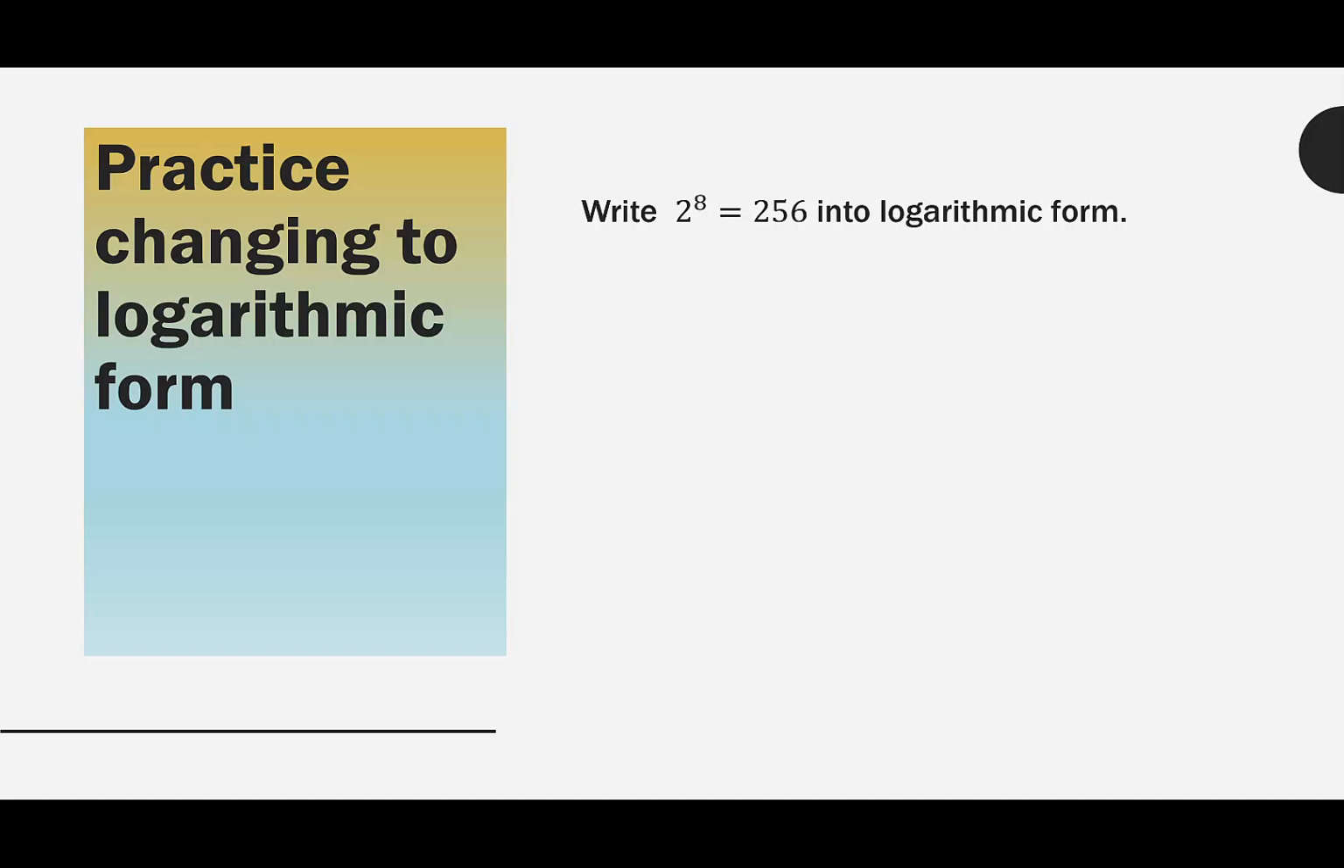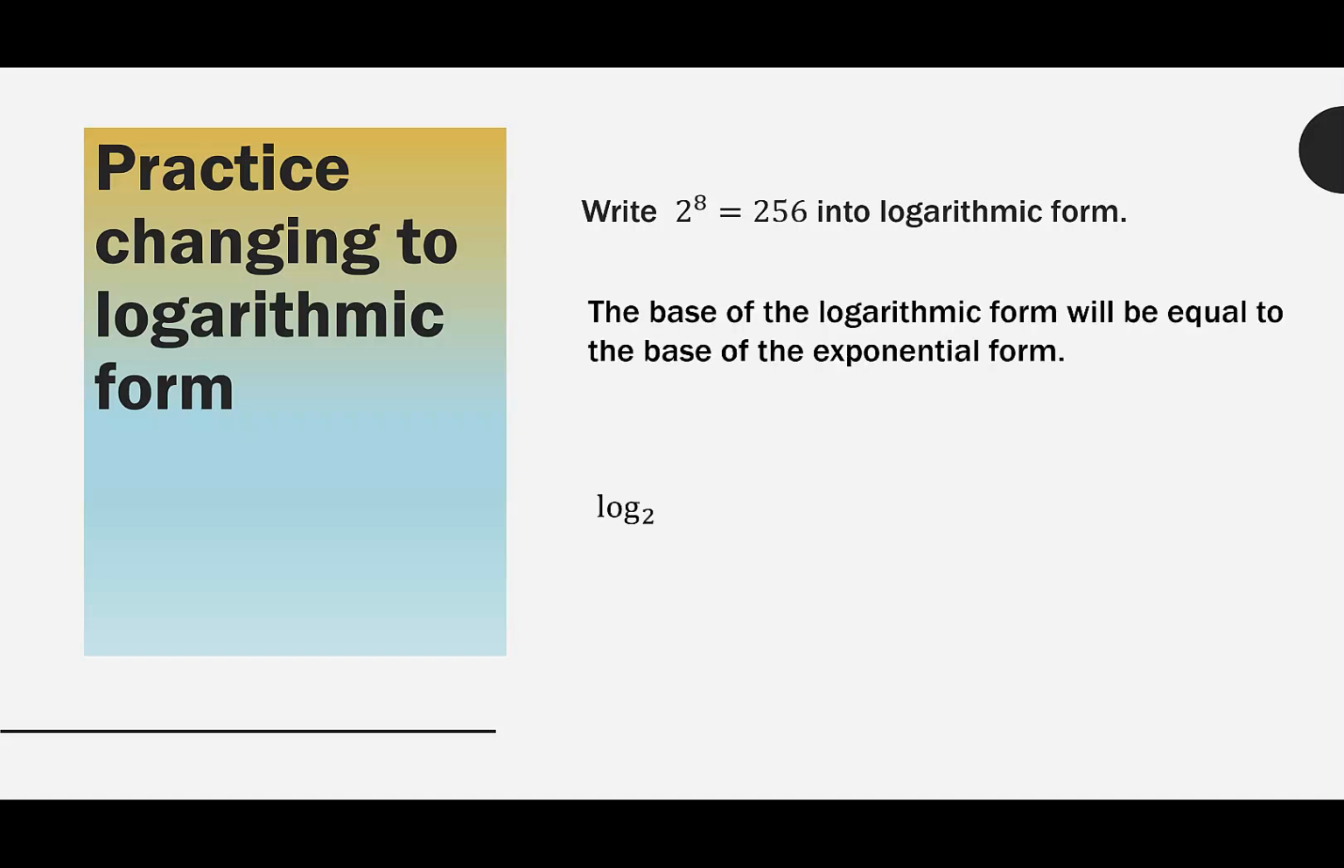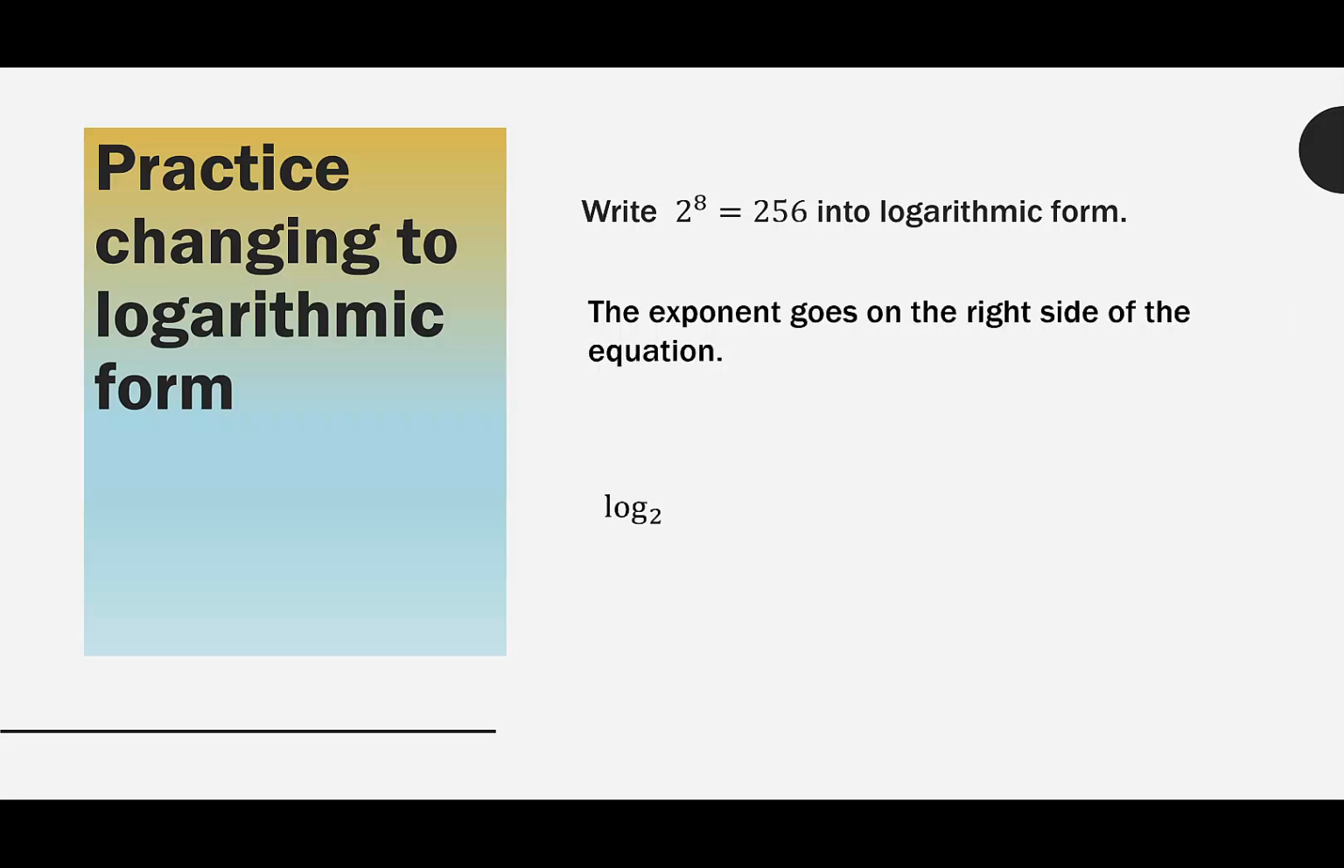Now let's go in the opposite direction. We'll practice changing an exponent to a logarithmic form. We're given 2 to the 8th is 256. It's important to note that the base of the logarithmic form will be equal to the base of the exponential form. So 2 to the 8th becomes log base 2. Then the exponent goes on the right side of the equation. That says log base 2, I still don't know of what, is equal to 8. To finish it off, we grab the last piece, which is 256, and we put it with the log base 2. So I have the log base 2 of 256 is 8.